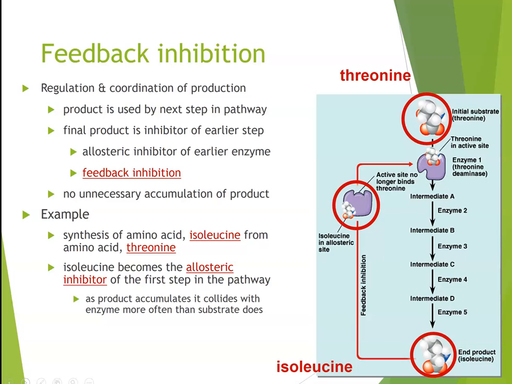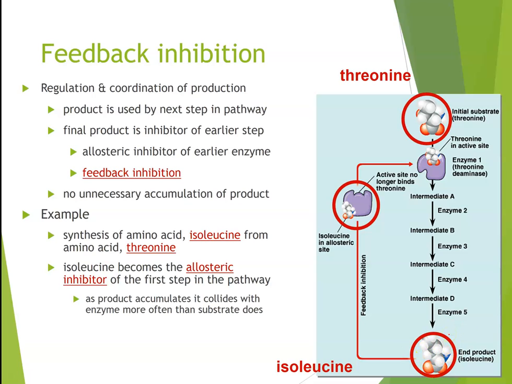Feedback inhibition. These are just pathways that happen in our bodies. They are for the regulation and coordination of different processes. And you can see in this one, you have the initial substrate, and then the substrate binds to this one particular enzyme, and then that creates another molecule, which then binds to another enzyme, and it keeps going on and on and on until you get to this end product.